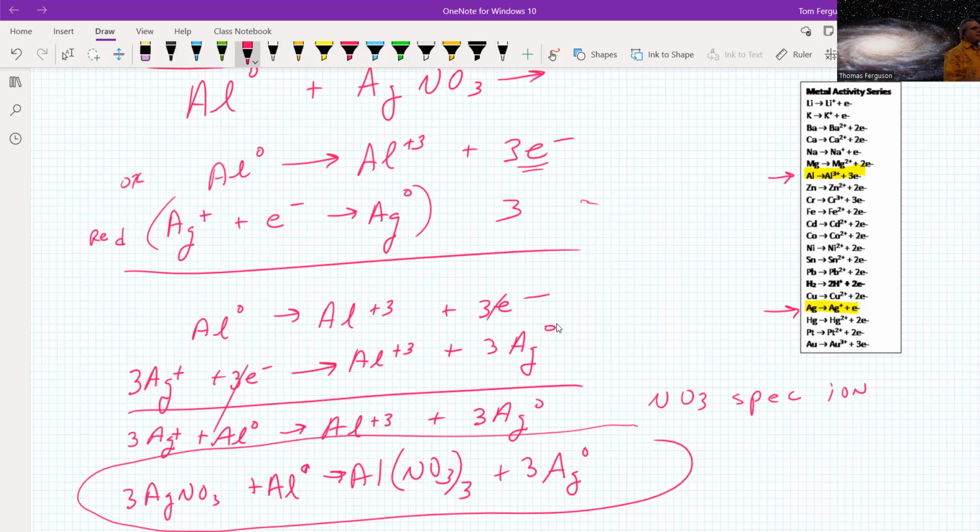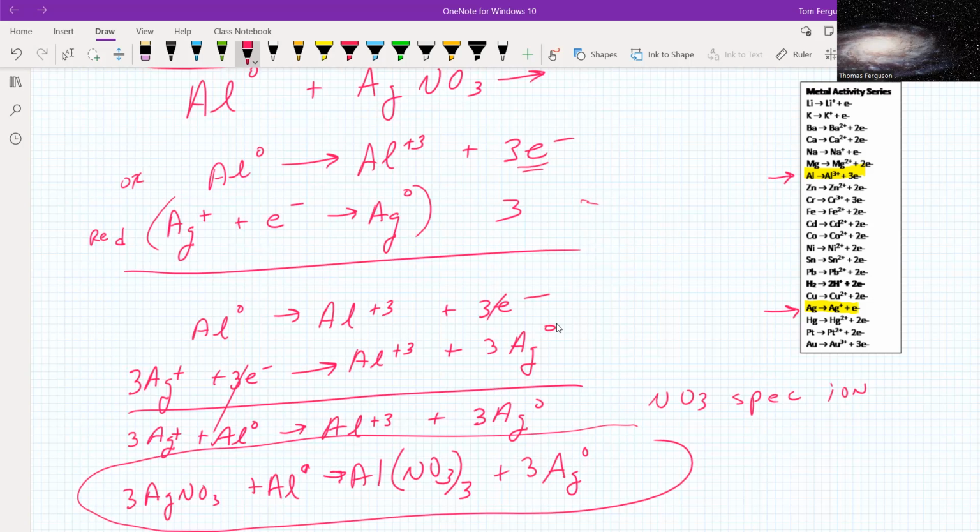Now, these reactions happen all the time. You walk out onto the campus here and you'll see a lot of rusty old iron. Iron metal goes to Fe+2. And guess what absorbs the electrons? The oxygen. So this happens a lot.